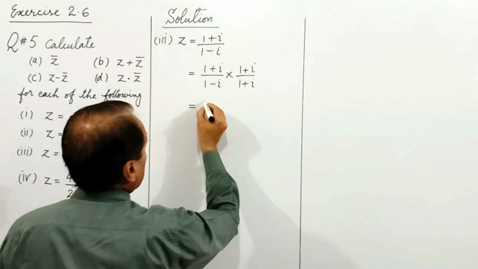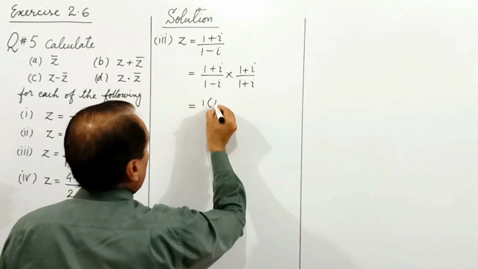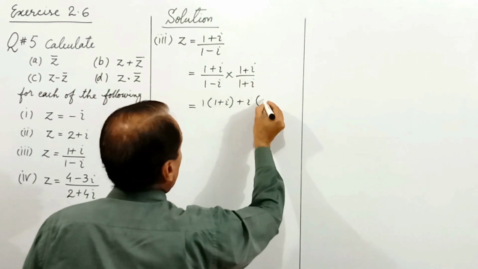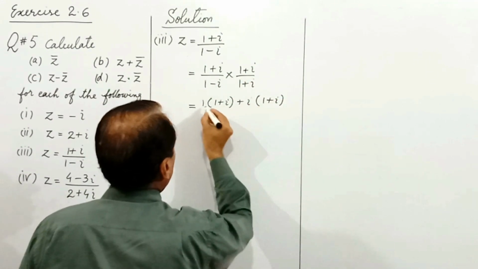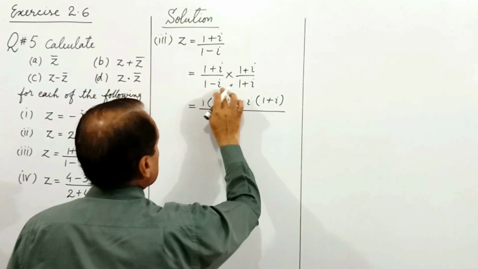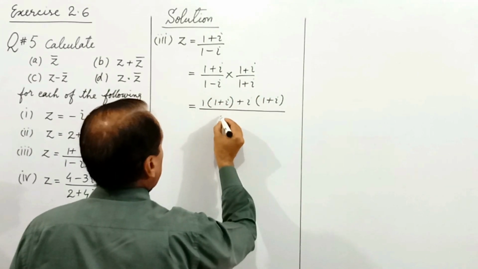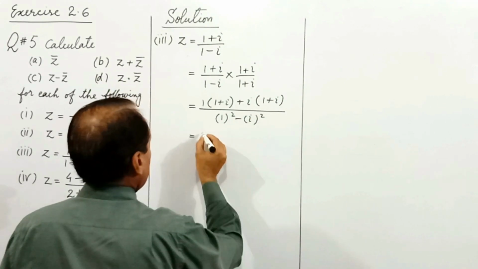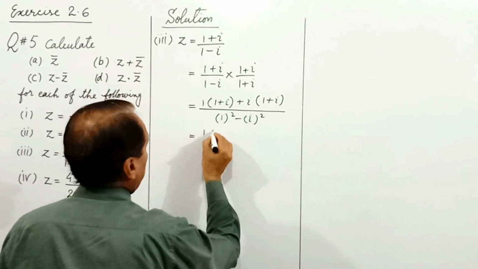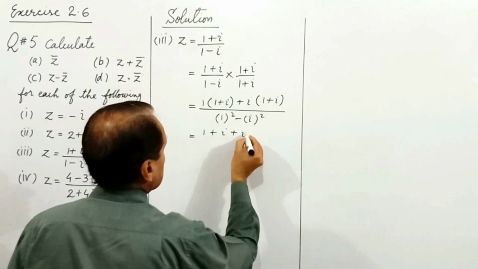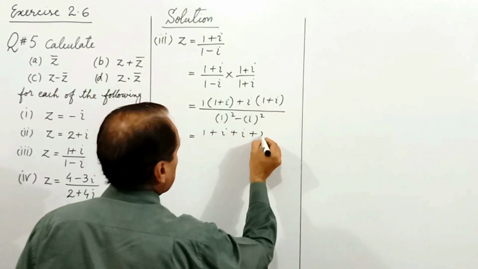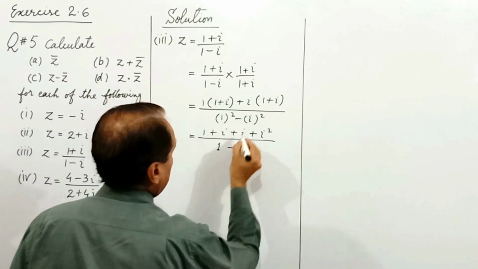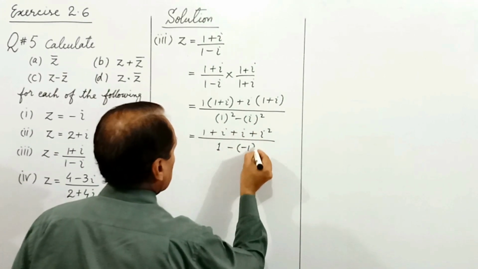Multiplying numerator to the numerator, what we get is 1 into 1 plus iota, plus iota multiplied to 1 plus iota, divided by 1 minus iota, 1 plus iota. We apply the formula over here, 1 square minus iota square. Solving the numerator, we get 1 plus iota, plus iota, plus iota into iota, which is iota square. In the denominator, 1 square is equal to 1 and for iota square we put the value minus 1.